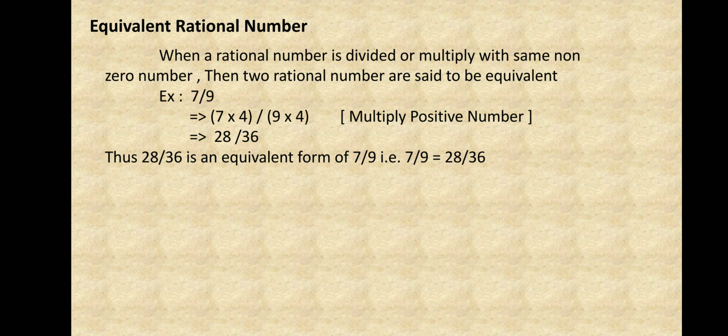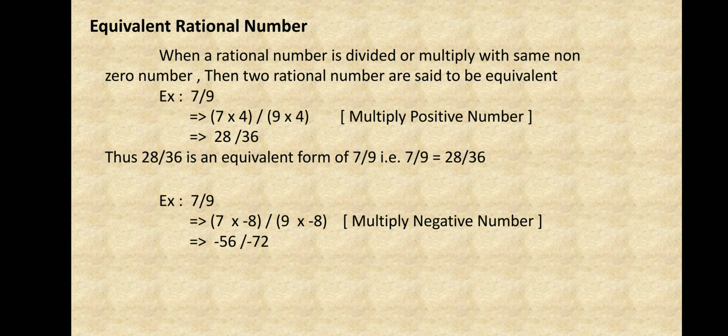What are these equivalent rational numbers? When a rational number is divided or multiplied by the same non-zero number, then the two numbers are said to be equivalent. It means that if you have a number like 7 by 9, this 7 will be multiplied by 4, whereas 9 will also be multiplied by 4. And what do you get? You get 28 by 36. Now, is 28 by 36 an equivalent form of 7 by 9, and can this 7 by 9 even be written as 28 by 36? Am I right? Because we found the equivalent form of it.